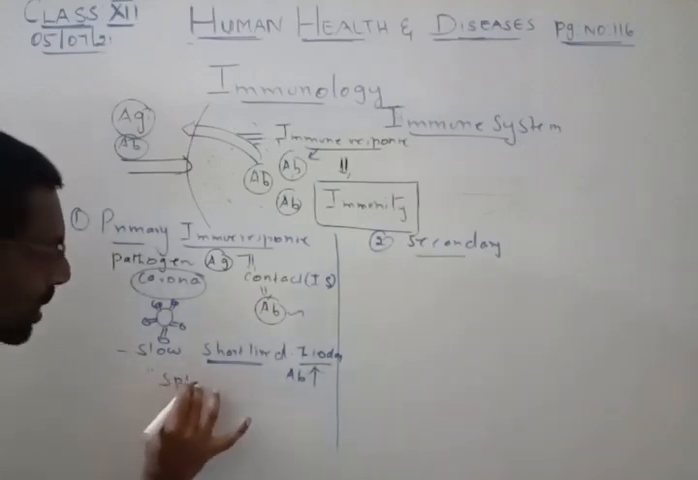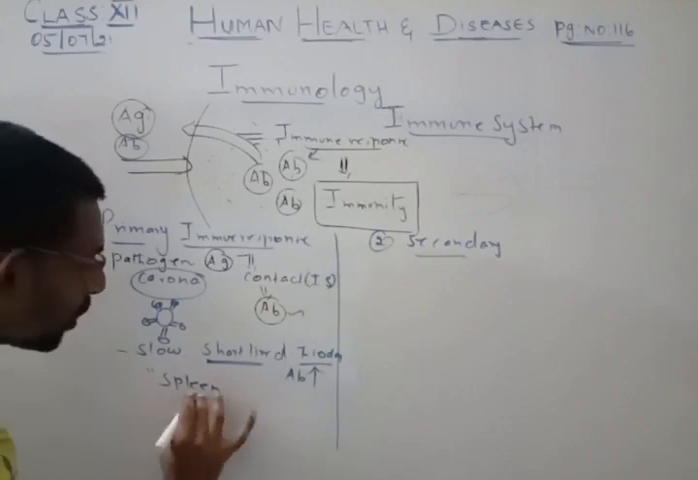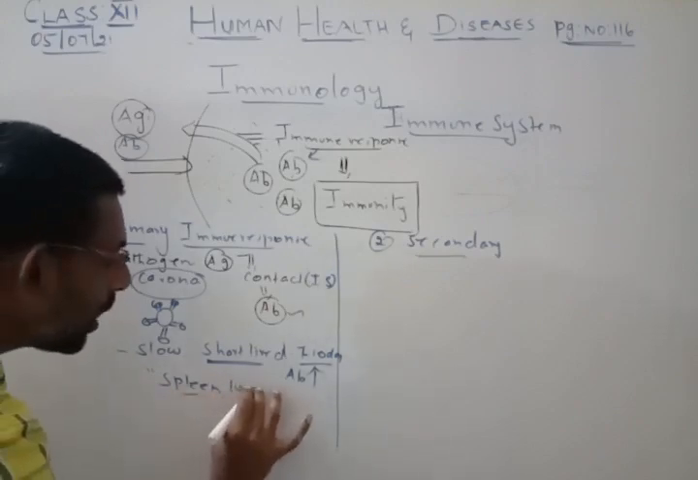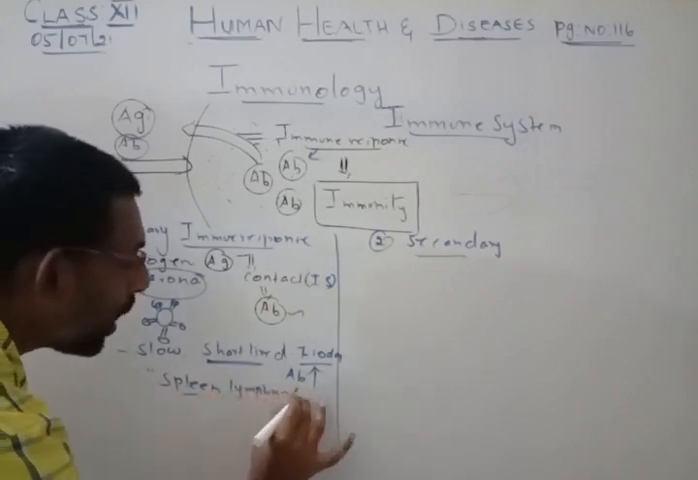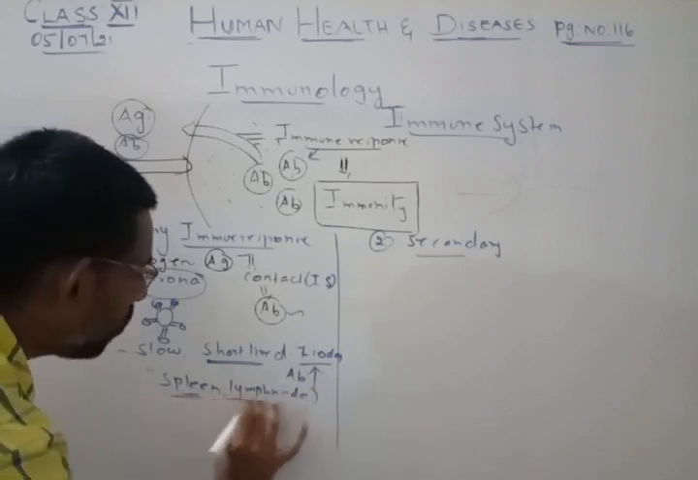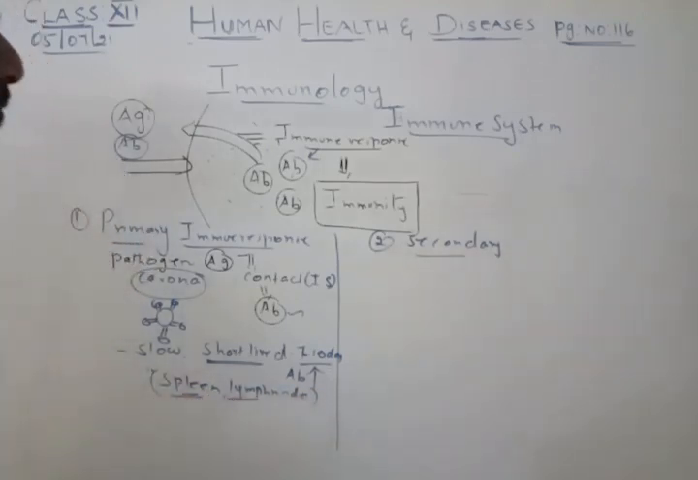Where can you find this antibody? You can find it in the spleen as well as in the lymph node. Very important. Antibodies are found in the spleen as well as the lymph node. We will talk later on about why it is there in the spleen and lymph node.